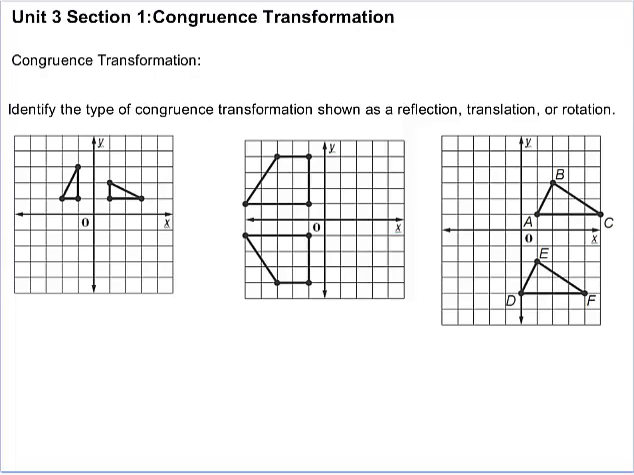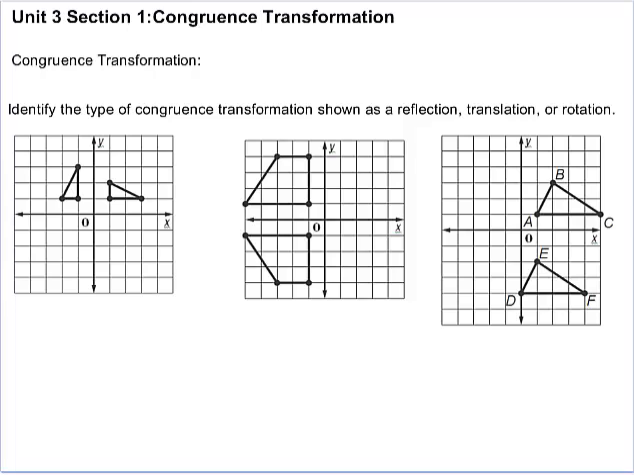This is Geometry, Unit 3 on Congruence, Section 1, Congruence Transformations. We just got done with a unit talking about transformations, so we should know everything there is to know about rotations, reflections, translations. So let's just talk about what a congruence transformation is first off.